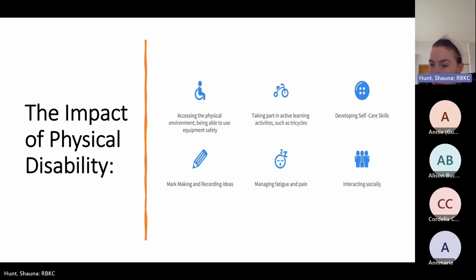Sorry, I'm just checking the chat. We use Clicker for poor muscle development. Yeah, that's really, really great. I think not a lot of schools are using that, so it's really a great software.